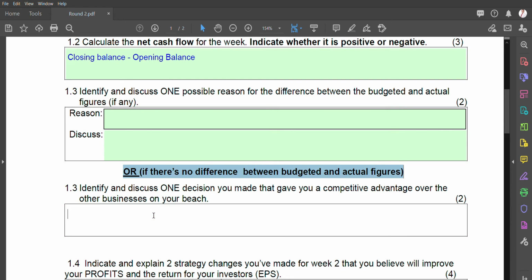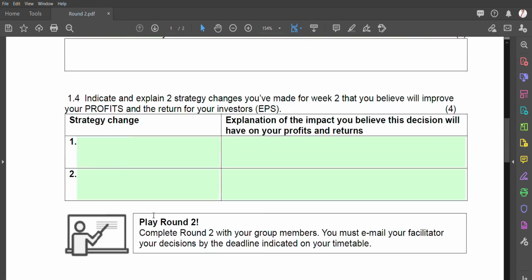If your results are exactly the same as your planning, then your plan worked. And you have to discuss that in detail as to which decisions or circumstances gave you that competitive edge. If your results differ from your planning, then your plan didn't work and you have to discuss in detail why not.